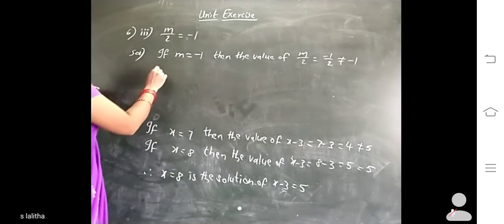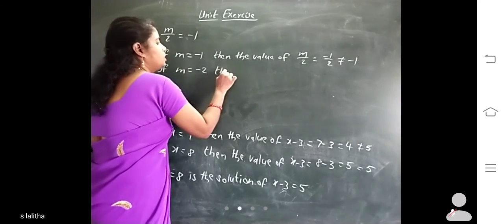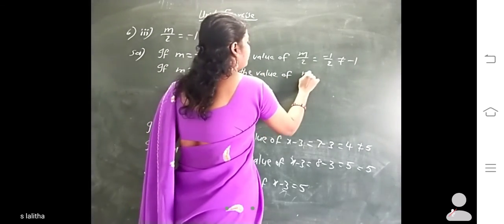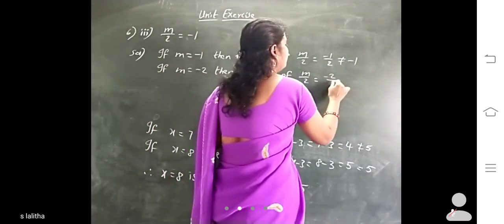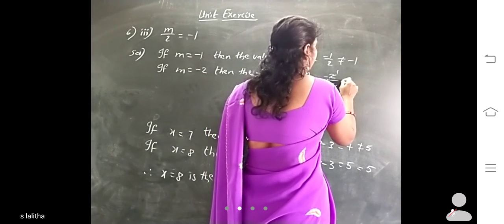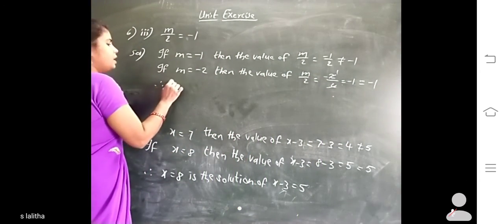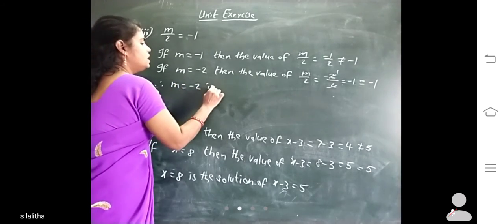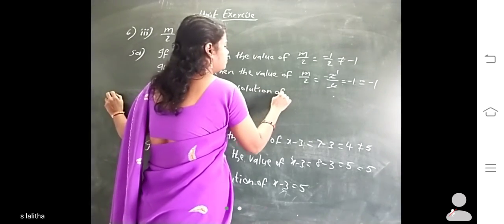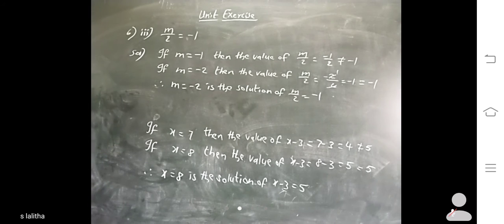Okay. Again, if m = -2, then the value of m/2 is -2/2. How many times? 1. So that is equal to -1. It is equal to -1. So, therefore, m = -2 is the solution of m/2 = -1. Okay? Good.